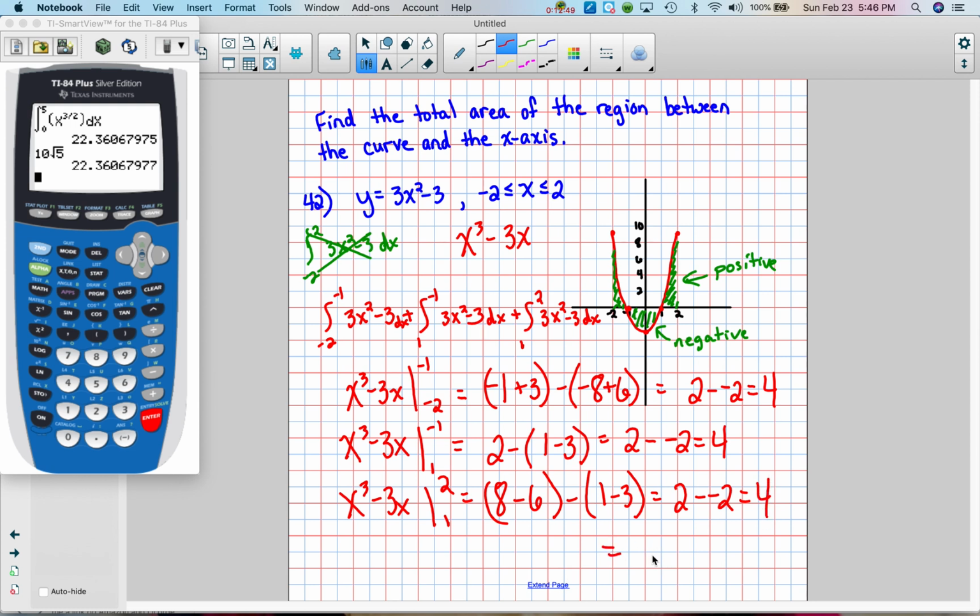So then we are adding those together. So we get 4 plus 4 plus 4. So we get 12 square units for our area.